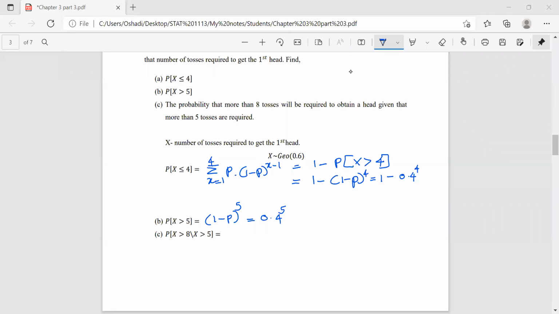Part C is the probability that more than 8 tosses will be required to obtain a head, given that more than 5 tosses are required. The given information is that to obtain the first success, more than 5 tosses are required, and we have to find the probability that it takes more than 8 tosses to obtain the first head. So it is the probability x greater than 8, given that x greater than 5.